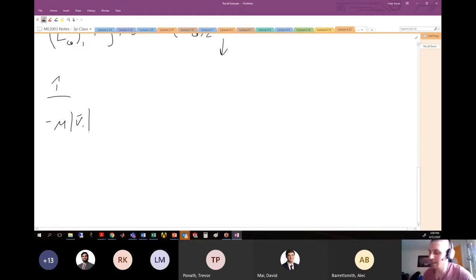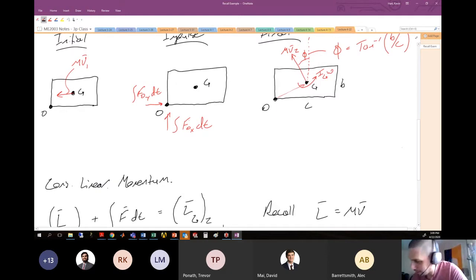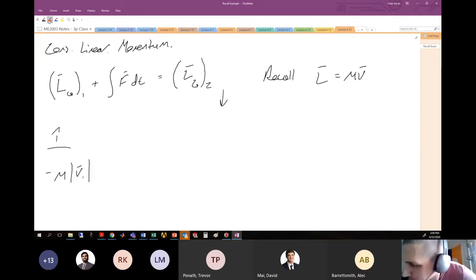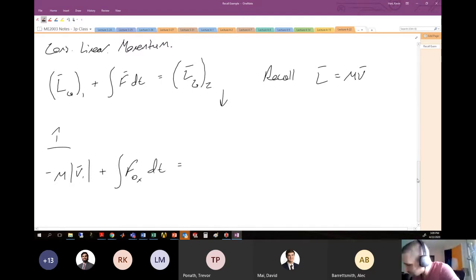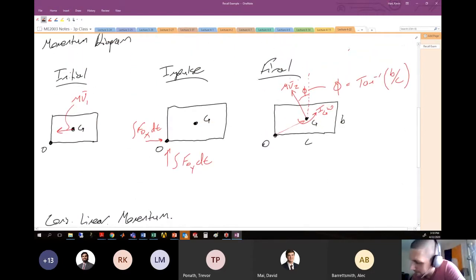Next thing we have to do is consider the impulses that act. Well, the impulse that we have here is, wow, I had these backwards. This should be y. Apologies. And this should be x. Got those backwards. Okay, so the impulsive force in the x direction is here, so it acts in the positive direction. Impulse of my force acting at O in the x direction dt. This is all equal to. Now I have to consider my linear momentum component here.